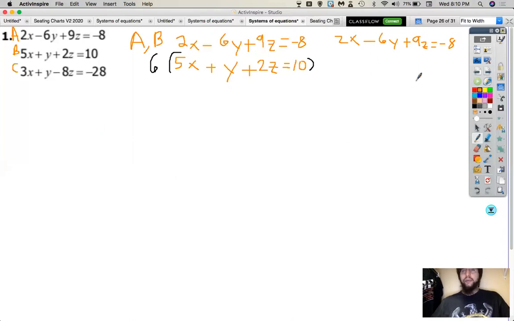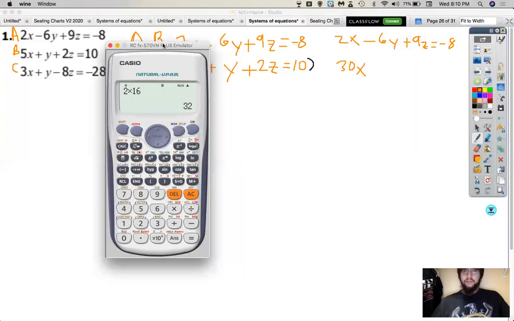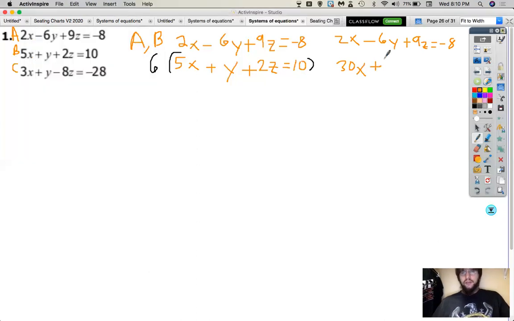It's going to take a lot of paper. 6 times 5, that's 30. You know what? Let me grab my calculator. Let me not mess up. 30. Okay. 6 times 2, 12. 6y. Don't mess up your signs for your sanity's sake. 6 times 10 is 60.